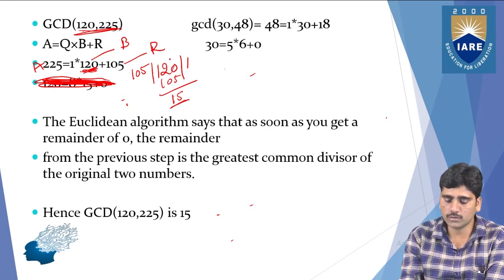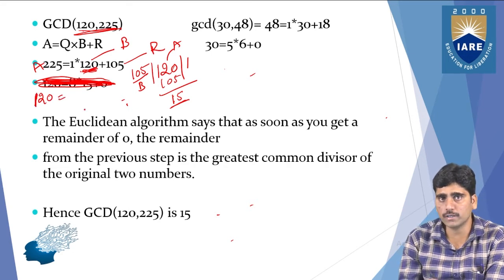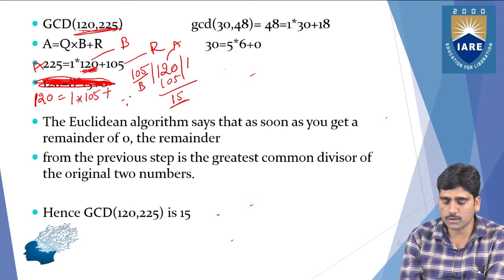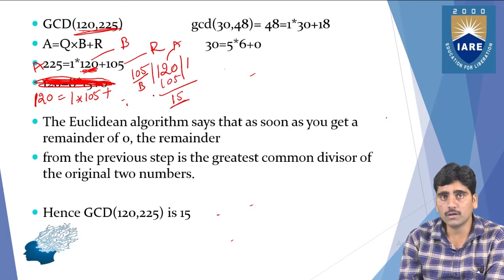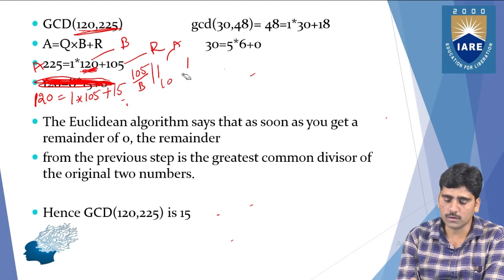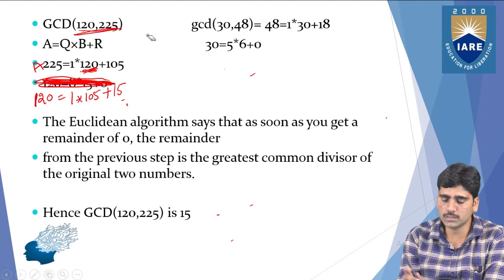So here A equals what? This is A and this is B. So A, meaning 120, equals Q into B, 1 into 105 plus the remainder value, which is 15. 1 into 105 plus 15. Like that, you need to write. After writing this, what do you need to do? Still we are not getting the remainder to be 0.